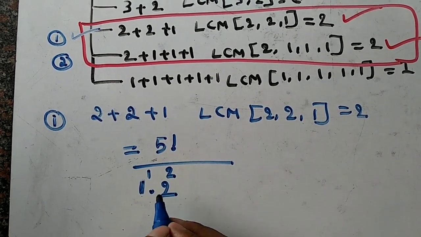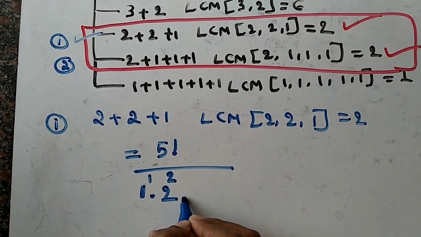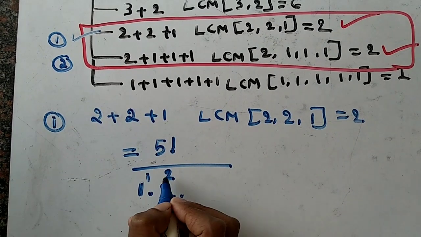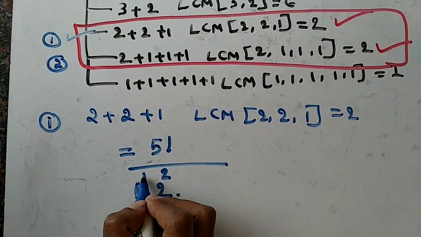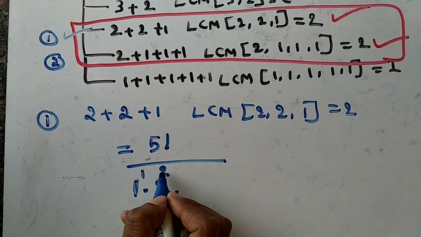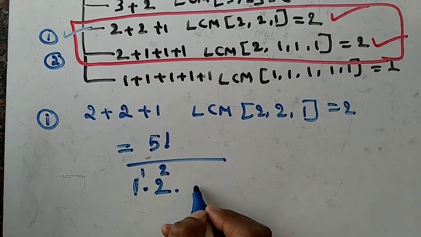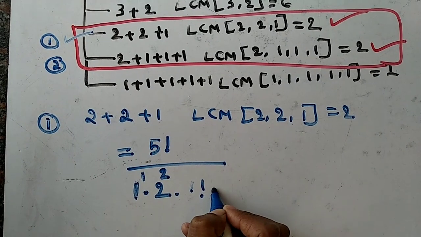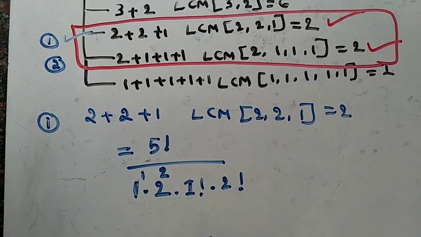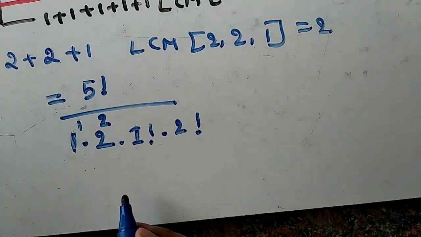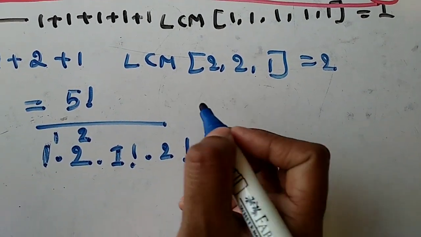After this, what do we have to do? We already saw the formula for alpha factorial. That alpha 1 factorial, alpha 2 factorial, is nothing but 1 factorial into 2 factorial. This is a 1 factorial. So just simplify this one.